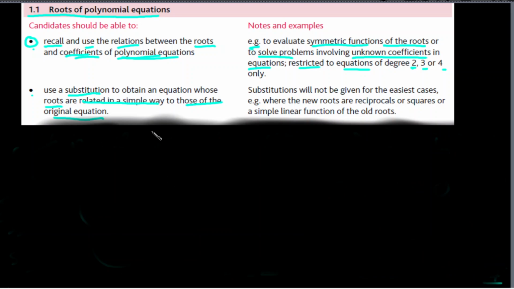That's pretty much all I have for this video. In the next video, we'll be discussing this pointer right here: use a substitution to obtain an equation whose roots are related in a simple way. I will basically be going over how to get a different equation using an equation we already know for particular values of roots. Thank you.